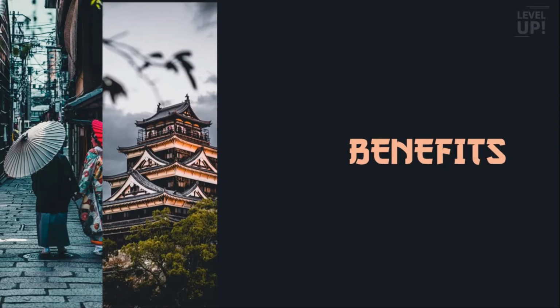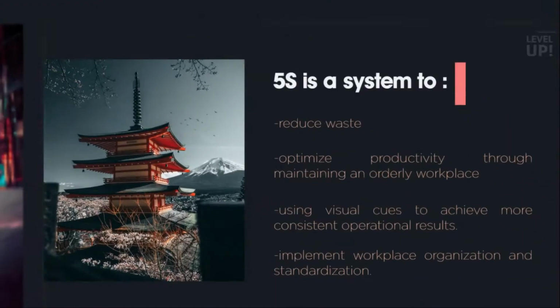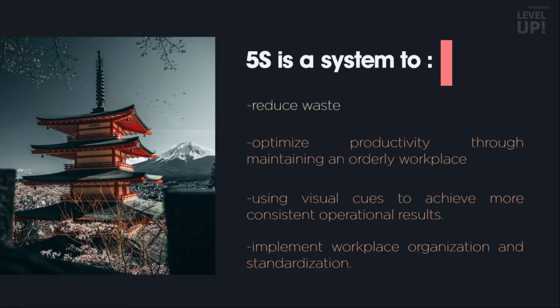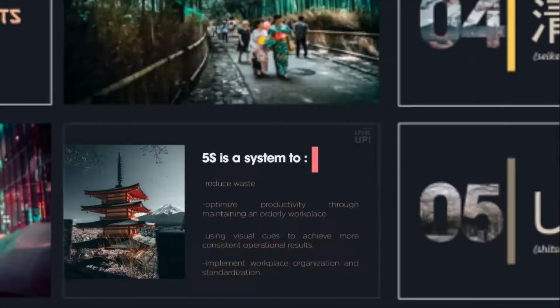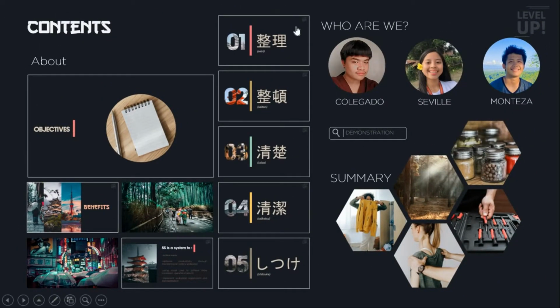So first objective is the benefits of using the 5S methodologies. 5S methodologies is a system to reduce waste, to optimize productivity through maintaining an orderly workplace, using visual cues to achieve more consistent operational results, and to implement workplace organization and standardization. Now let's move on to our main topic.